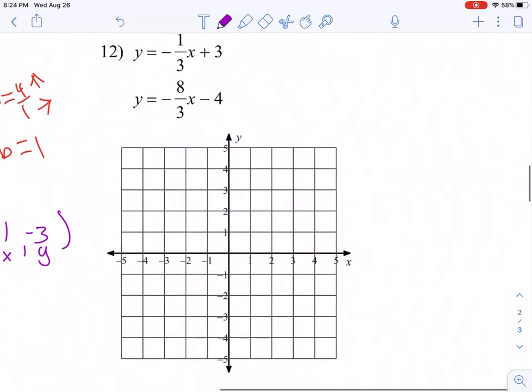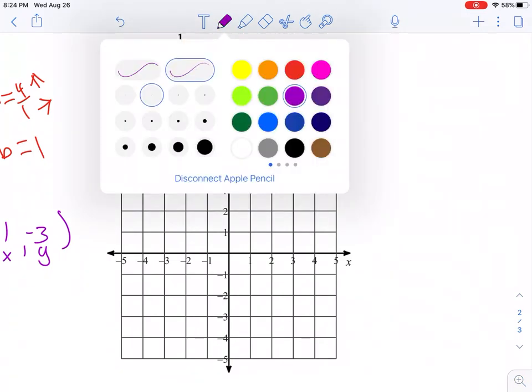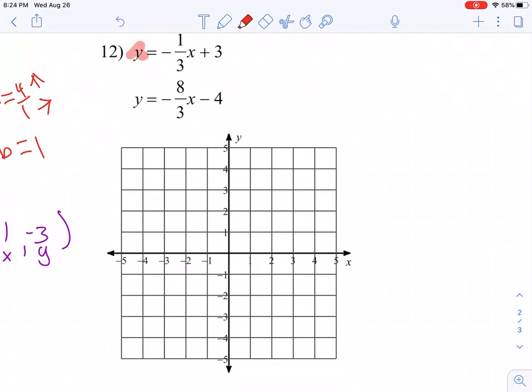Number 12. I'll do my top equation in red. So we are working with m equals negative 1 over 3. B equals positive 3. With a negative 1 over 3, we're going down and right. I'm going to begin by graphing at 3, and then I'm going to count down 1, right 3. I can also count the exact opposite, up 1, left 3.